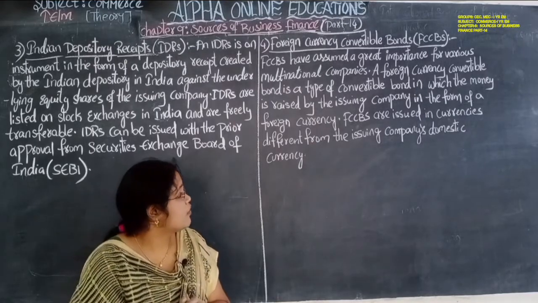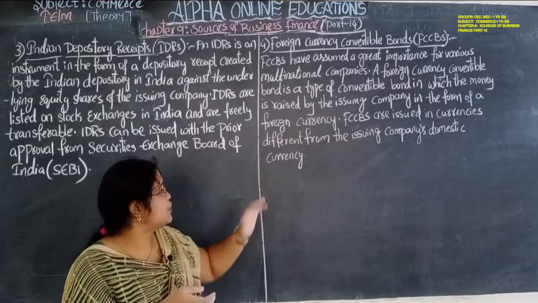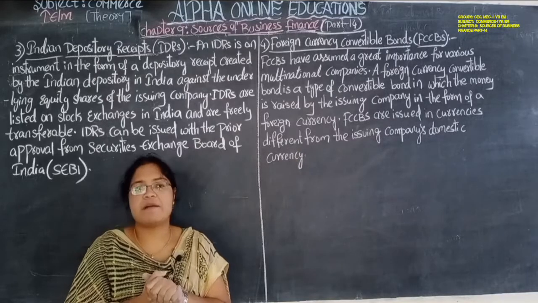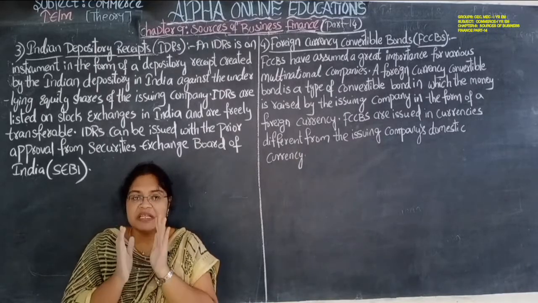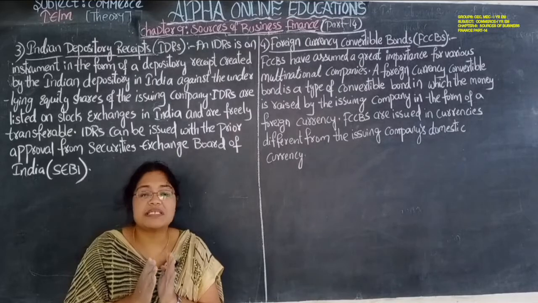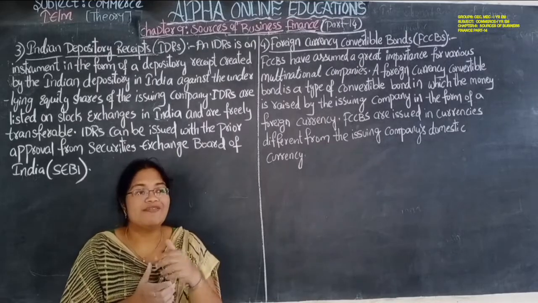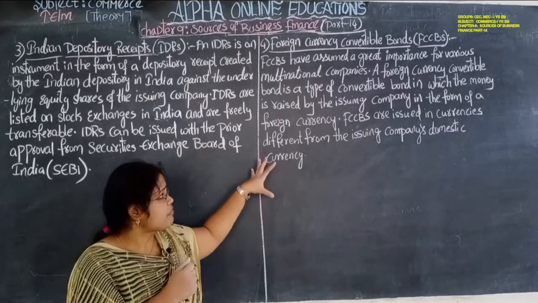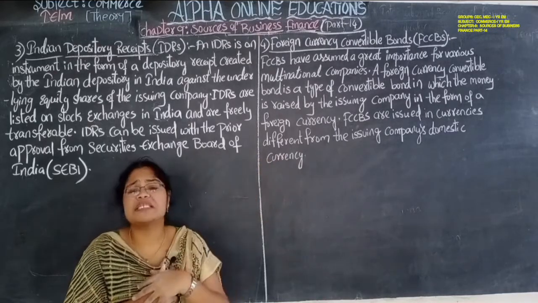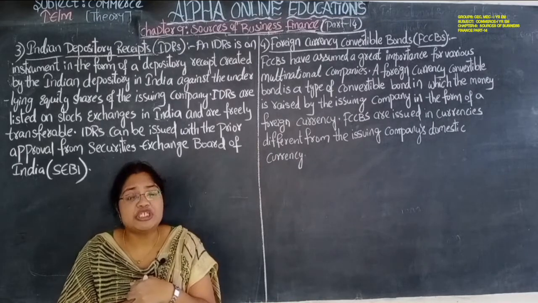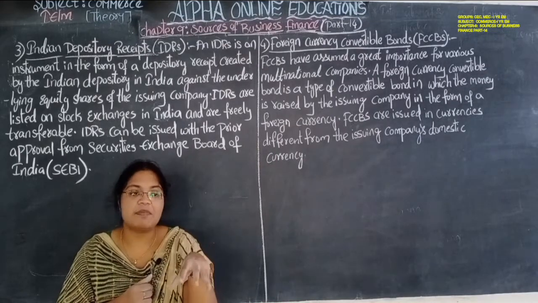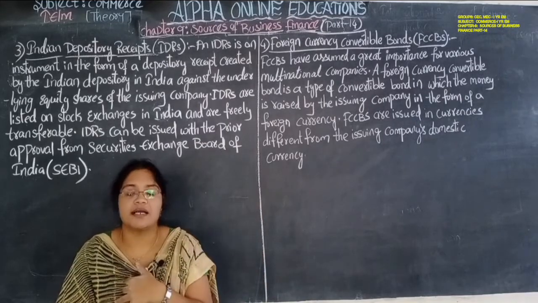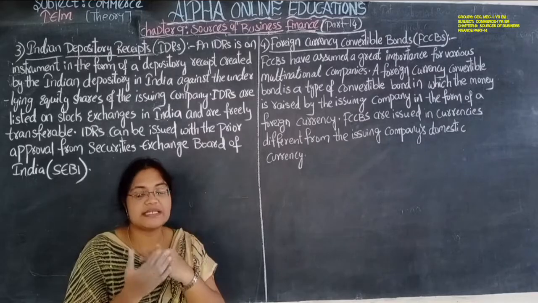Foreign currency convertible bonds are issued in currencies different from the issuing company's domestic currency. For example, a company in India, as I told you, has a domestic currency, that is rupee, so it will be issued in dollars. Those types of issues are known as foreign currency issues. The Indian company will issue in foreign currency. Foreign companies will issue in some other country's currency, meaning the opposite countries' currencies.